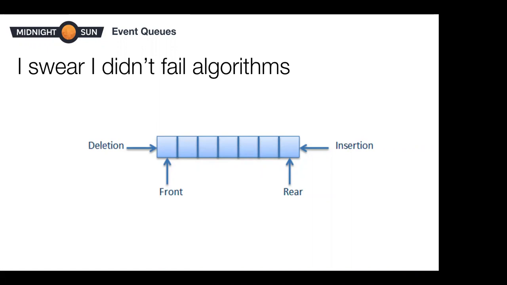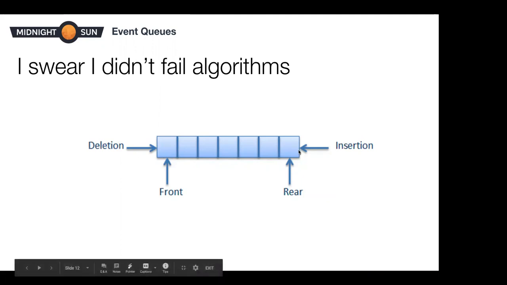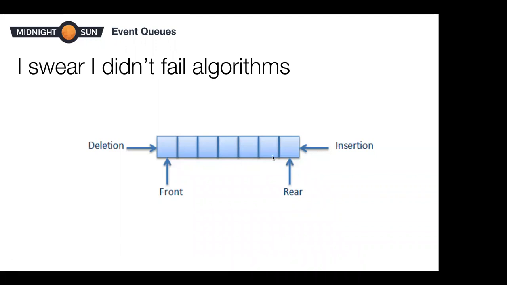If you haven't taken data structures and algorithms or need a refresher, a queue is basically an array where you can add on to the rear of it. So you can insert something onto the rear, and you can remove and pop stuff from the front of the queue. You take from the front and insert in the back, also known as a FIFO, first in, first out.